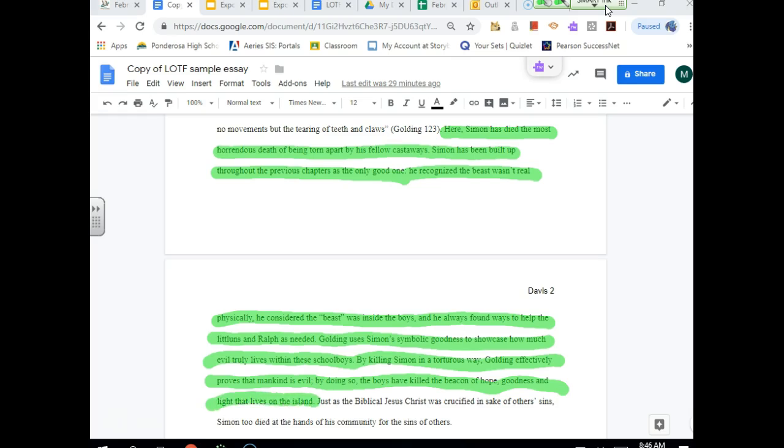Good. Okay? So do you see how much explanation I have here? I'm explaining a lot of why this is so evil and why this symbolism is so evil, and it proves Golding's theory. Okay? So make sure you highlight that in green or underline it if you have a colored pencil.